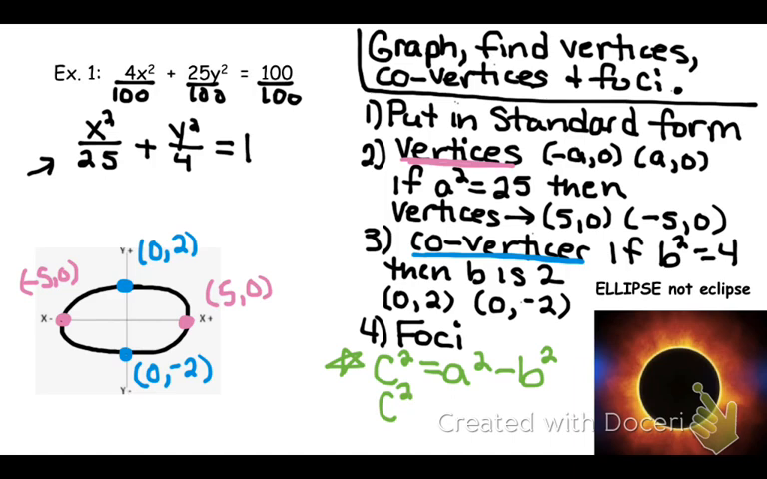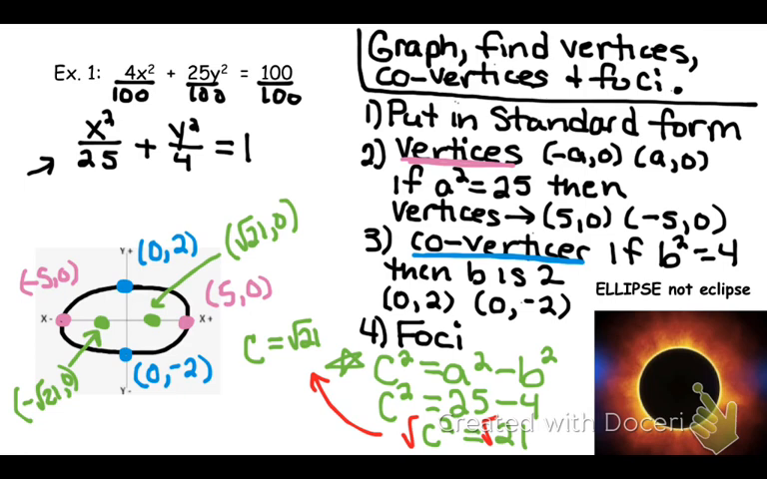So we have c squared equals a squared, which is 25, minus b squared, which was 4. So c squared equals 21, and then we're going to take the square root of both sides, and we'll get our ordered pairs. Be sure you copy down these 4 steps. You had to put it into standard form, determine the vertices, the co-vertices, the foci, and make sure you know this equation.